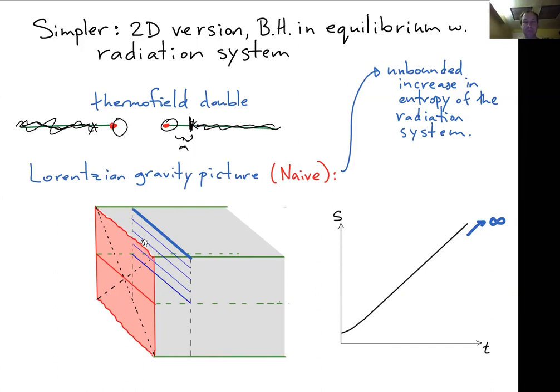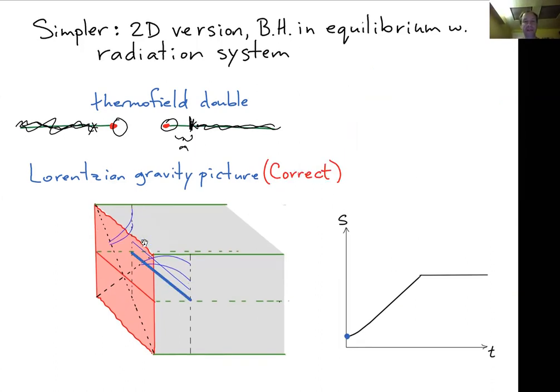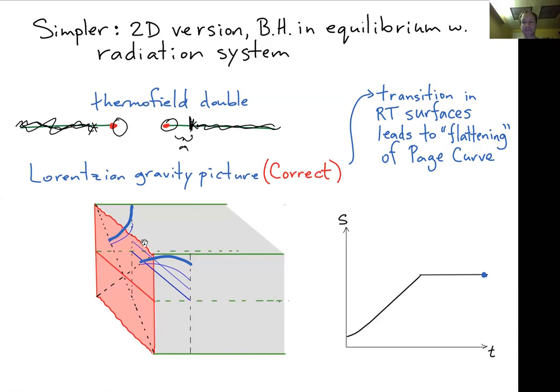But if you're more careful, there's some picture where actually the correct RT surfaces make a transition from a connected RT surface to a disconnected RT surface. And then the prediction is that the original answer, where the entropy keeps increasing forever, is kind of paradoxical, because it's suggesting the black hole.